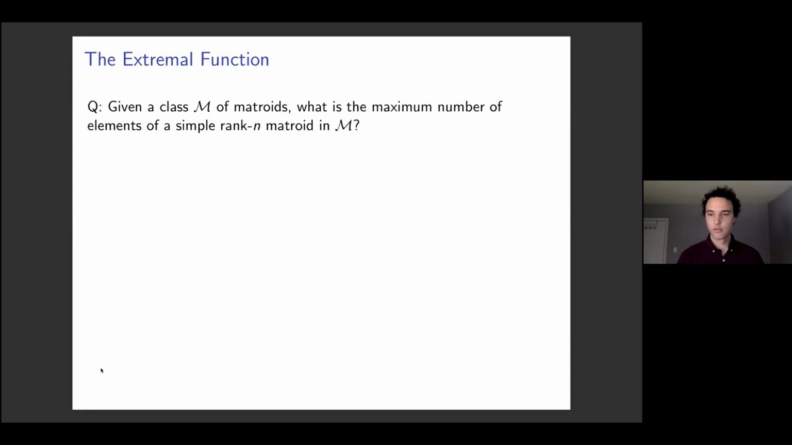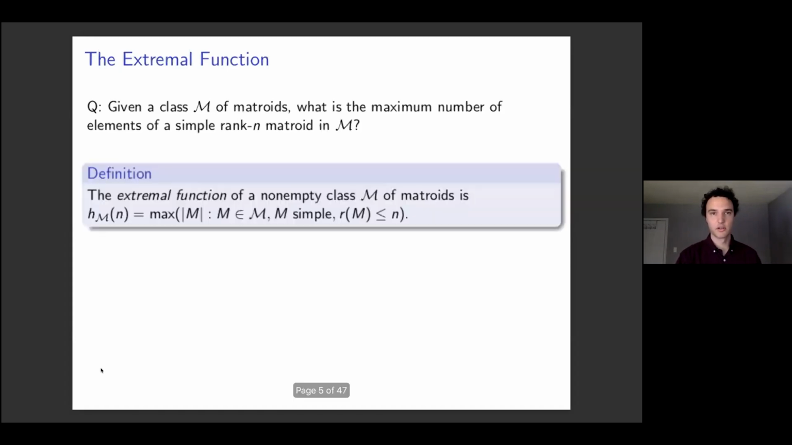And it's natural to encode an answer to this question as a function called the extremal function. So the extremal function of a non-empty class M of matroids is the function which takes in a non-negative integer n and outputs the maximum number of elements of a simple matroid in the class of rank at most n. And the matroids in the class which meet the bound given by this function are called extremal for this class M.